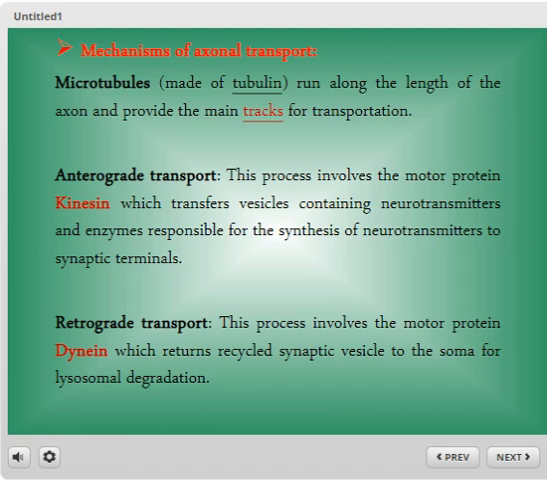In the anterograde transport, motor protein kinesin transfers vesicles containing neurotransmitter and enzyme responsible for the synthesis of the neurotransmitter to synaptic terminals. In the retrograde transportation, the motor protein dynein returns recycled synaptic vesicle to the soma for lysosomal degradation.